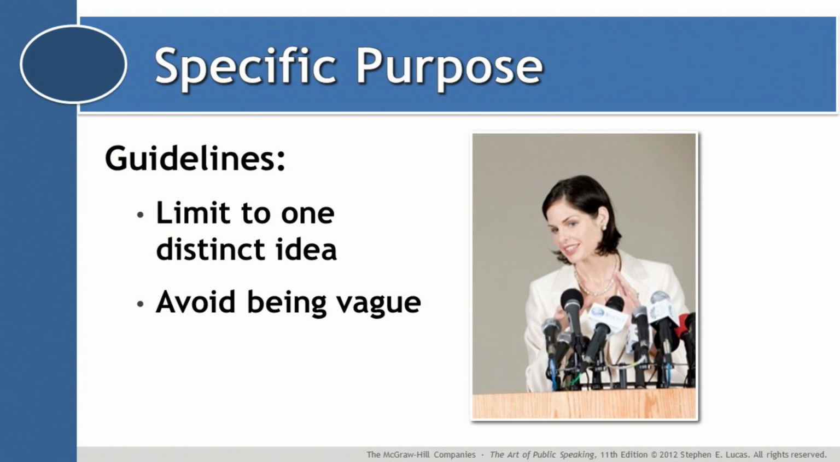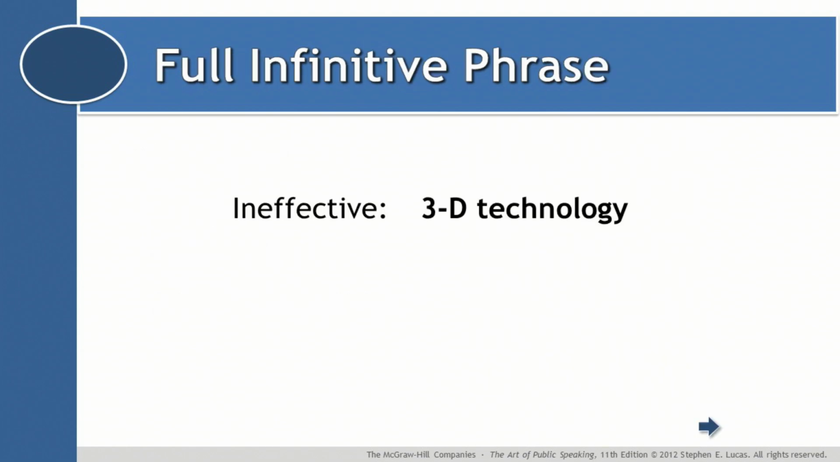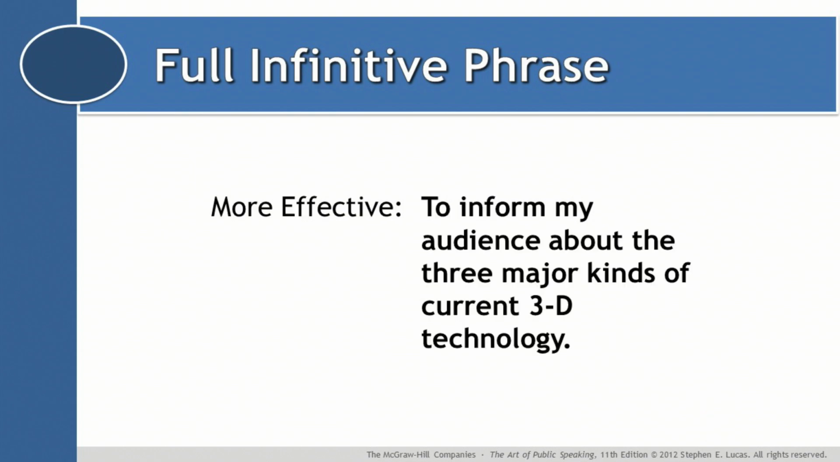Like I mentioned before, we're going to take a look at each one of these guidelines, and we're going to show you a bad or poor example, and then we're going to correct it to make it better and more appropriate. Up first is the full infinitive phrase. 3D technology. There's not a whole lot to go with here, and it's very broad, and it's not an infinitive sentence. It's just a concept. To make that more appropriate and better defined, we will rewrite it to say, to inform my audience about the three major kinds of current 3D technology.